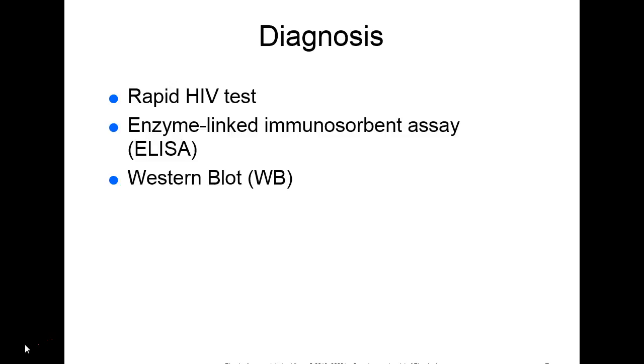So just to make sure that the positive result is indeed accurate, they do run a Western blot test as well. This test usually takes about 2 weeks to get the results back, so it's not as immediate as a rapid HIV test or the enzyme-linked immunosorbent assay, but it certainly is very accurate.